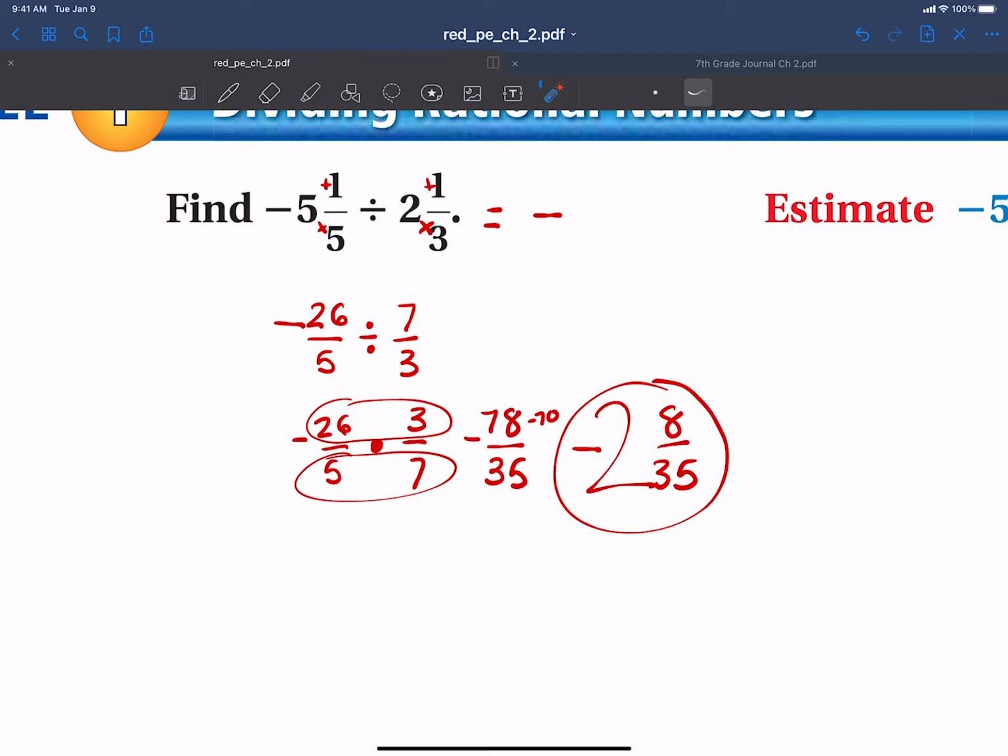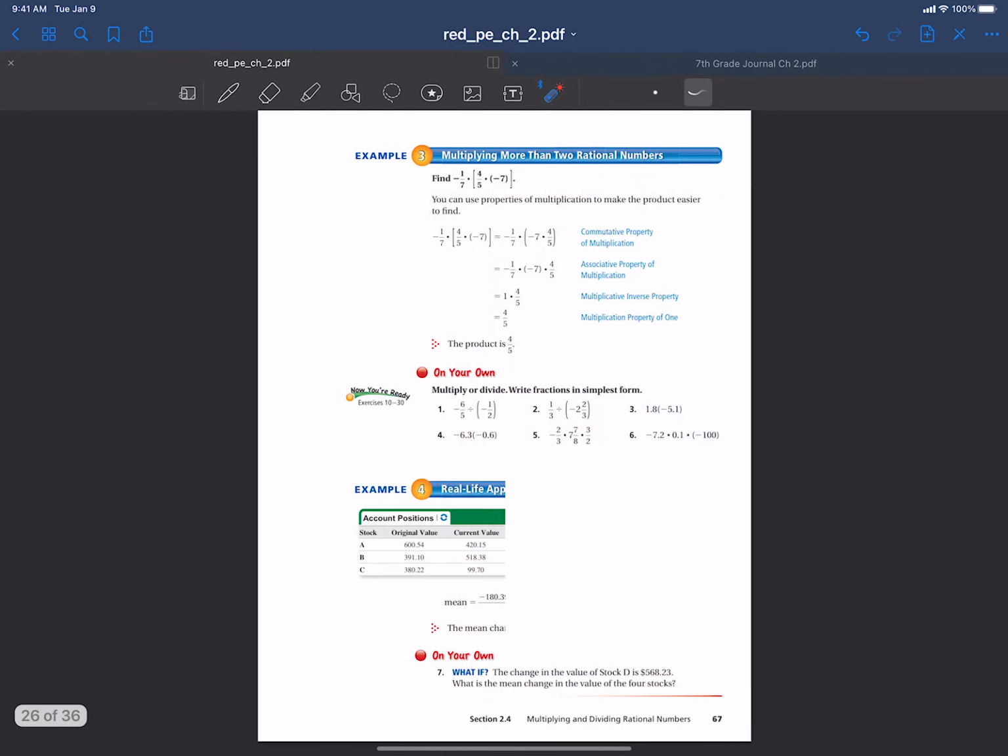Can we do our check-in today? When dividing fractions, multiply by the... Reciprocal. Okay, I'll say it again. When dividing fractions, multiply by the... Reciprocal. Everybody. When dividing fractions, you multiply by the... Reciprocal. Good children.